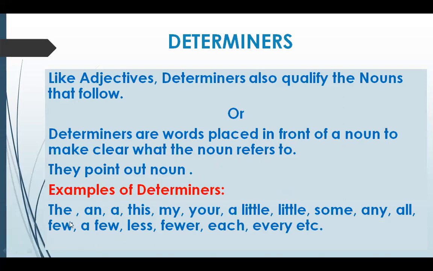So see these examples, these are all determiners: the, an, this, my, your, a little, some, any, etc. So determiners are the words which identify or specify a noun. They point out that noun, they limit the meaning of a noun.